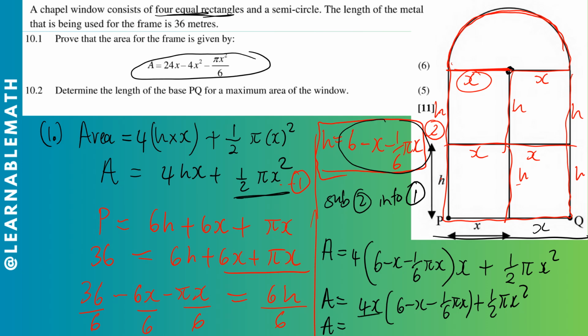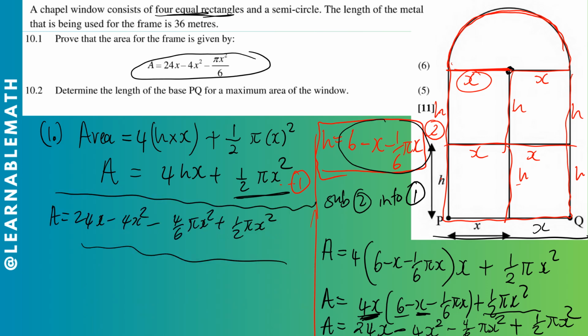If we say 4x times 6, we're going to get 24x. If we say 4x times minus x, we're going to get minus 4x squared. If we say 4x times minus 1 over 6 pi x, it'll be minus 4 over 6 pi x squared, plus this 1 over 2 pi x squared. I hope you can see that. Let me just create space. Okay, so I've written it here now.